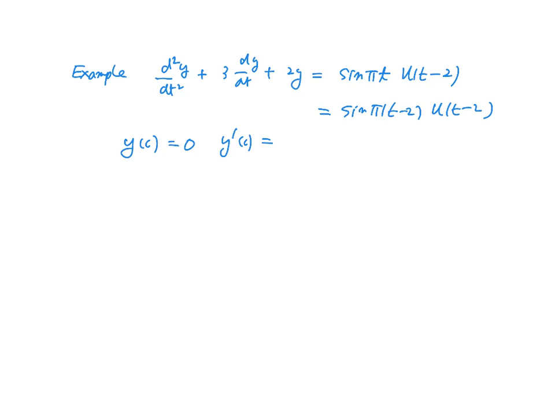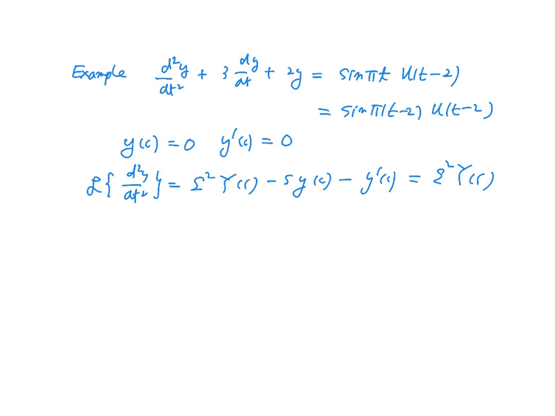And let's say y prime 0 is also 0. Good choice. Then you don't have to worry about b. So the Laplace transformation of d squared y over dt squared is s squared Y(s) minus s y0 minus y prime 0, which is simply s squared Y(s), right? Because the initial condition says y0 is equal to 0 and y prime 0 is 0. So I cheated a little bit.